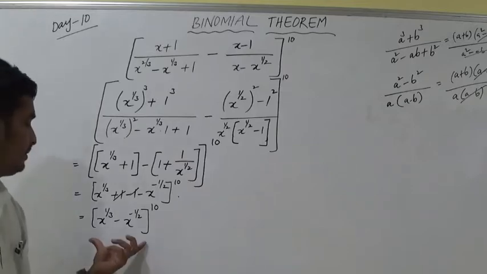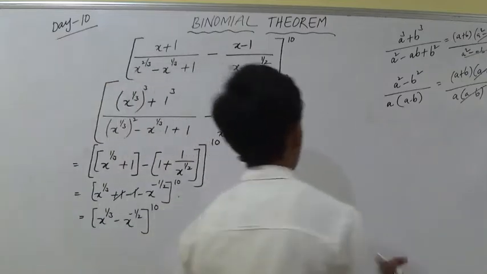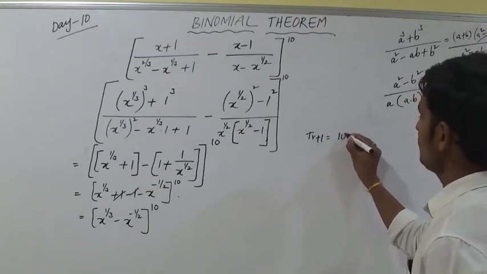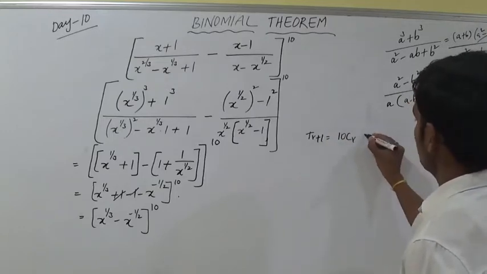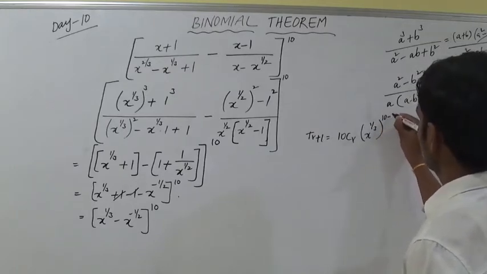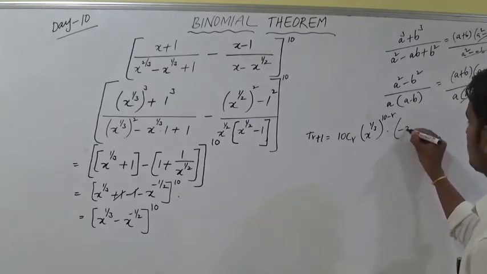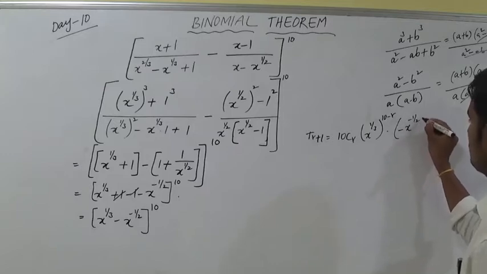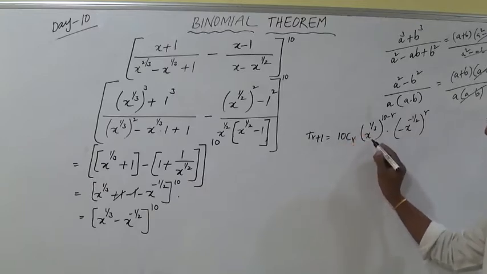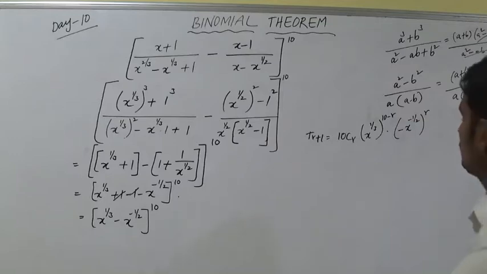So our expansion becomes easy then. So now we are finding T r plus 1, the general term. T r plus 1 is equal to n C r x to the power of 1 by 3 whole power 10 minus r into b power r. What is b? Minus of x to the power of minus 1 by 2 whole power r. n C r a power n minus r into b power r. So we can simplify this.